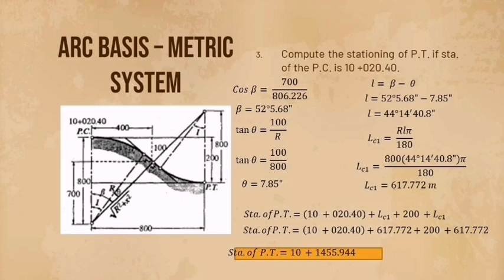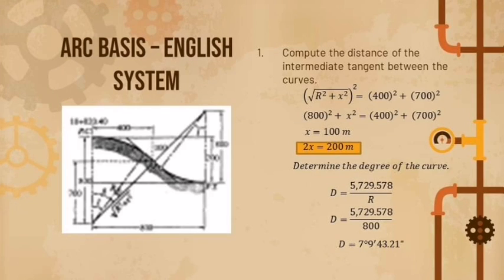And so the station of PT equals 10 plus 020.40 plus the length of curve 1 plus 200 plus the length of curve 1 again. So substitute and try to compute, and you will get the answer of station of PT equals 10 plus 1455.944. And now for the arc basis English system.